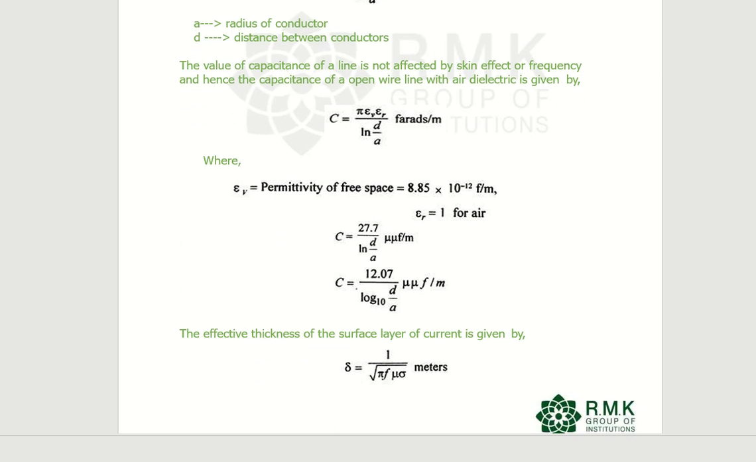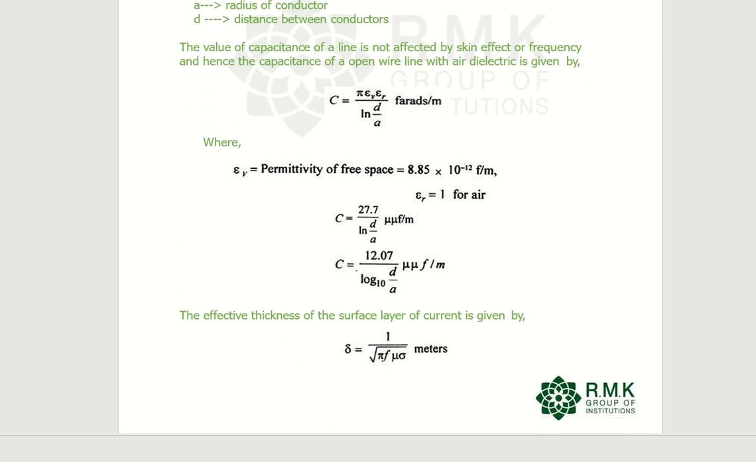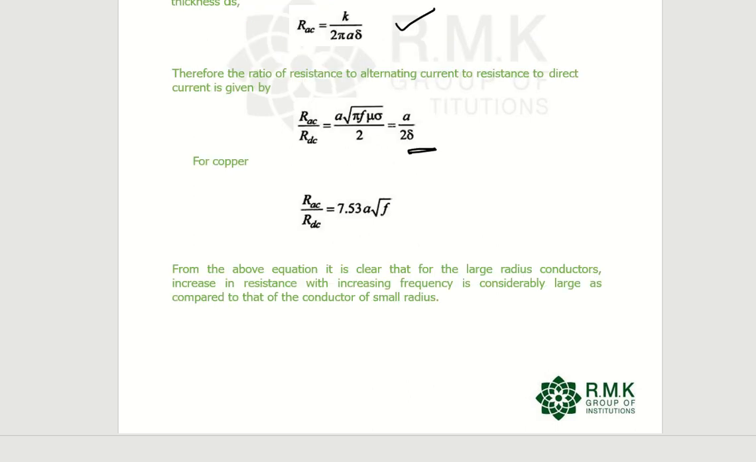The effective thickness of the surface layer of current is given by del is equal to 1 by root of pi f mu sigma meters. These are some formulas related to the inductance and conductance. Here the conductance value will not be affected due to the skin effect, but the inductance value will be affected due to the skin effect.